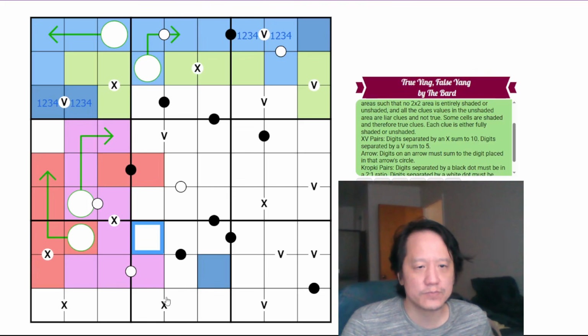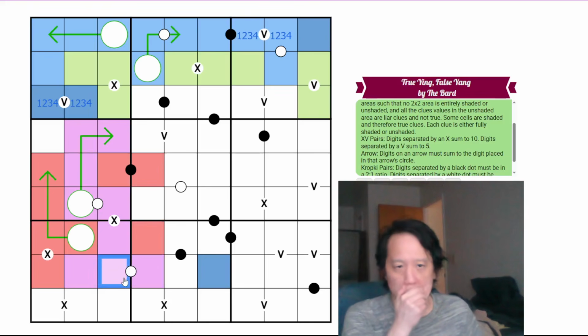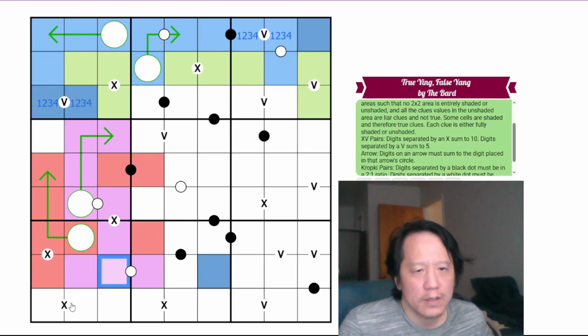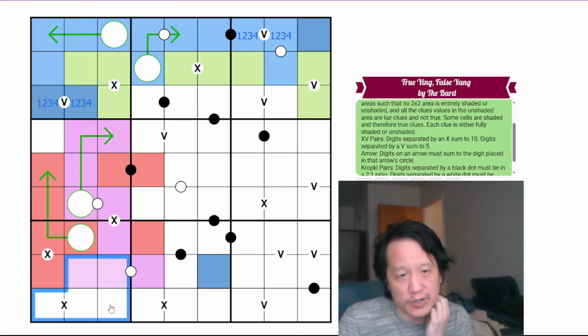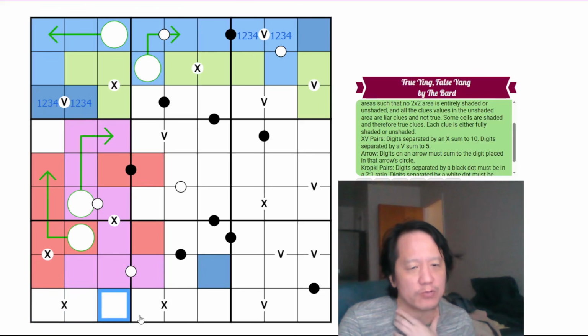Well, what do we have here then? We have a 2 by 2 area that's all pink. This can't be pink, so it's red. If this were pink here, the problem with that is this 2 by 2 area would have 3 pinks, so this would have to be red.